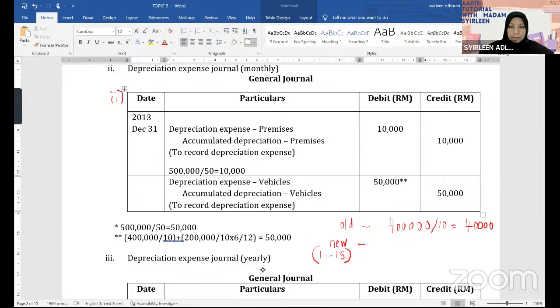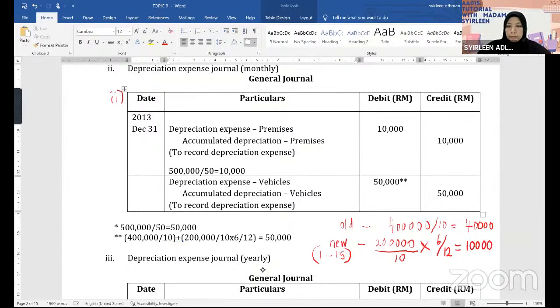Okay, so aset baru you nilai dia ialah 200,000. Alright, okay, and then kita akan bahagi dengan 10 tahun. That is the useful life. Alright, and this one you akan multiply dengan 6/12, sebab aset tu dibeli pada bulan Julai. Alright, so that 20,000. Okay, kita akan darab pula dengan 6 per 12. Okay, that gives you the amount of 10,000 ringgit.